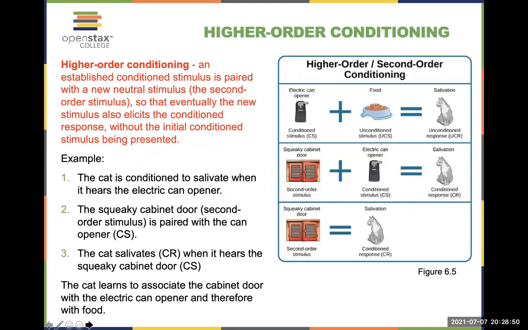All right. So this is where I was talking about higher order and second order conditioning, right? This is where it can become a little bit more complex. So here in the example, higher order conditioning is when an established conditioned stimulus is paired with a new neutral stimulus, right? So in the graphic, we have the neutral stimulus originally just being a can opener, but it becomes a conditioned stimulus because then the cat learns that when I hear this sound, I know I'm getting food.